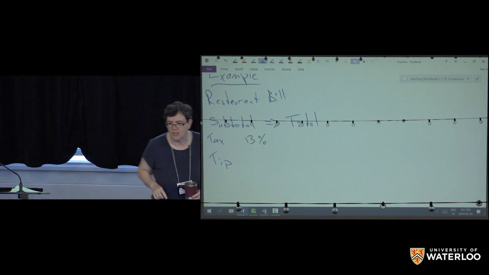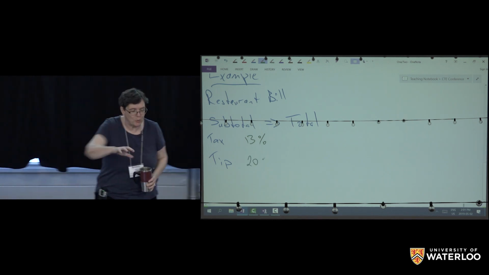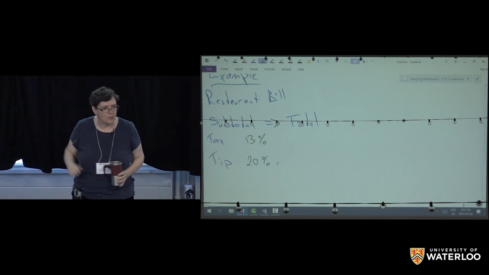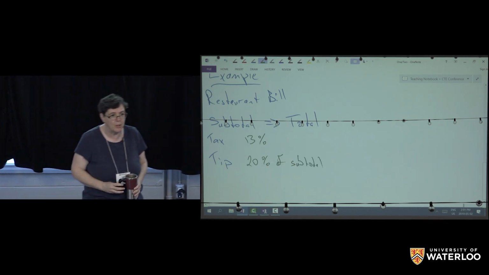20% of the subtotal. Okay, I got 20% of the subtotal. Okay, so we've got somebody there, thinks about it. 20% of the subtotal, that could be generous in some parts. I know some cheap people.